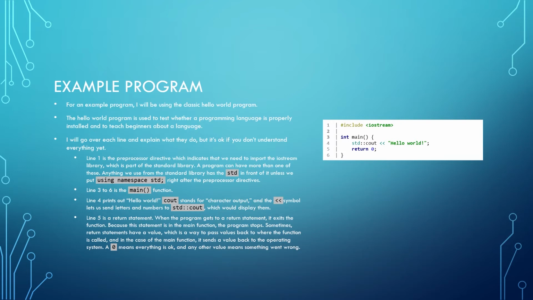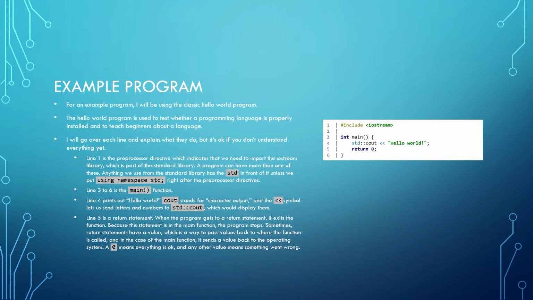Line 1 is a preprocessor directive, which indicates that we need to import the iostream library, which is part of the standard library. A program can have more of these lines if they need more than one library, and anything we use from the standard library has the std:: in front of it unless we put using namespace std right after the preprocessor directives. I don't really like to put using namespace std because it makes the program less efficient.